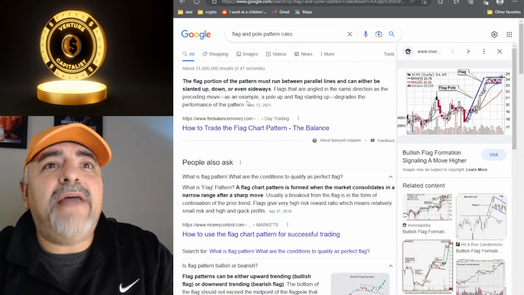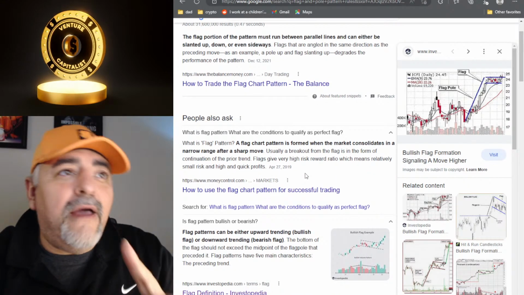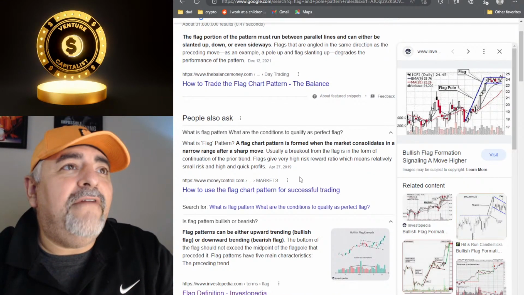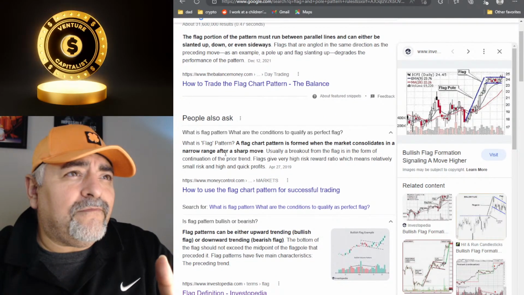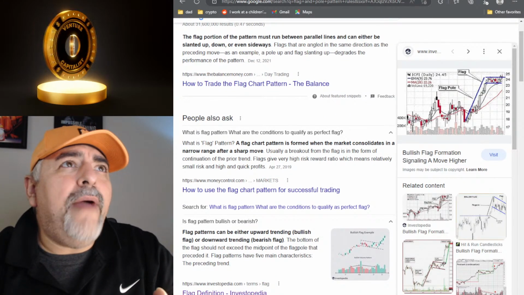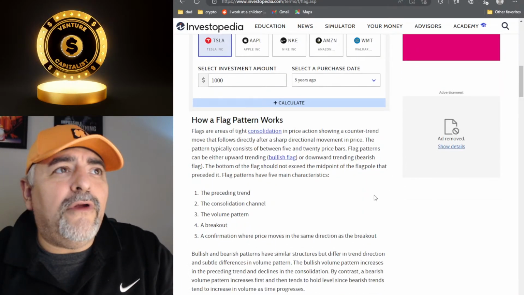So you want some type of pullback for it to go up. So these are things that you want to Google. I'm going to put the link inside, you can just Google this, man. It's very easy. So how to use flag pole pattern. So let's take a look here. Very simple. How a flag pattern works.